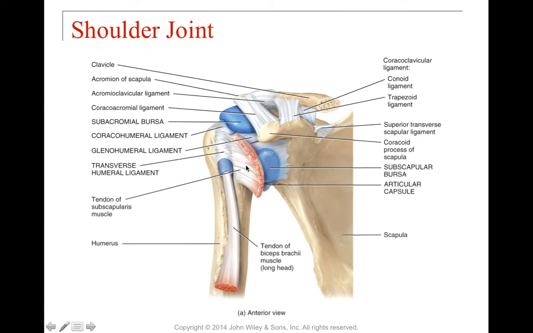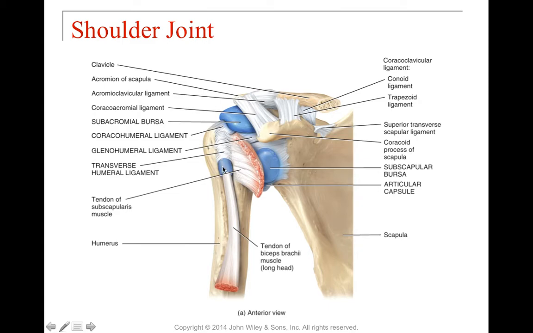Now, some other ligaments that we have, remember ligaments are going to connect bone to bone, right? And so this ligament here is the glenohumeral ligament. And tendons are going to connect muscle to bone. So this is the tendon of the subscapularis muscle. All right, this is the coracohumeral ligament, which is going to connect the coracoid region, right, to the humeral bone, right? And we also are going to have the glenohumeral ligament here, which is all again going to be connecting.